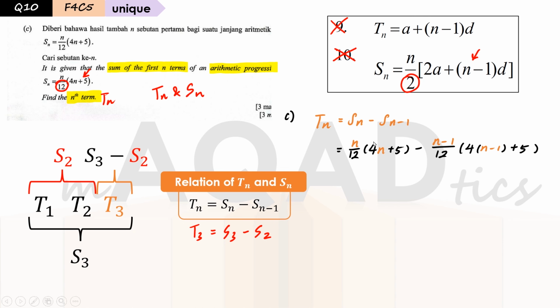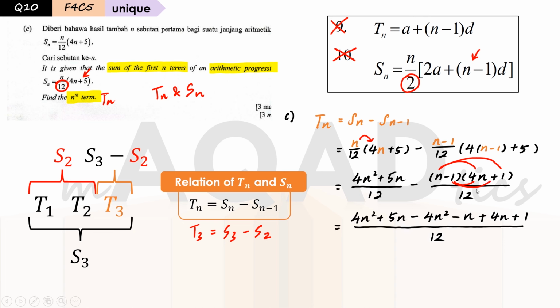Okay, so now let us simplify this entire value here. For the n, I'm going to multiply inside the bracket, so it will be 4n squared plus 5n. For this part, I'm going to simplify the things inside first, so here will be 4n plus 1. Then we are going to cross multiply the values. So n times 4n, n times 1, negative 1 multiply 4n, negative 1 multiply with 1. So this would be the expression.